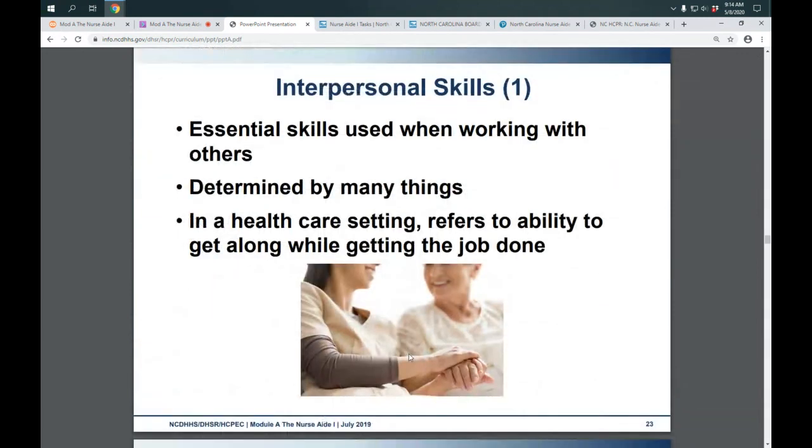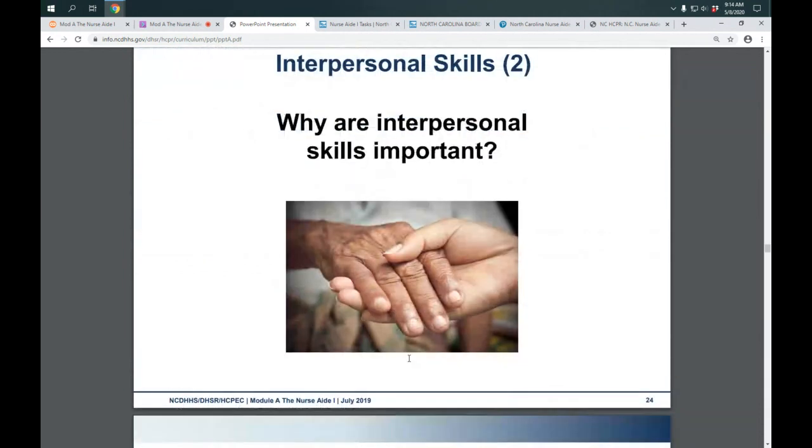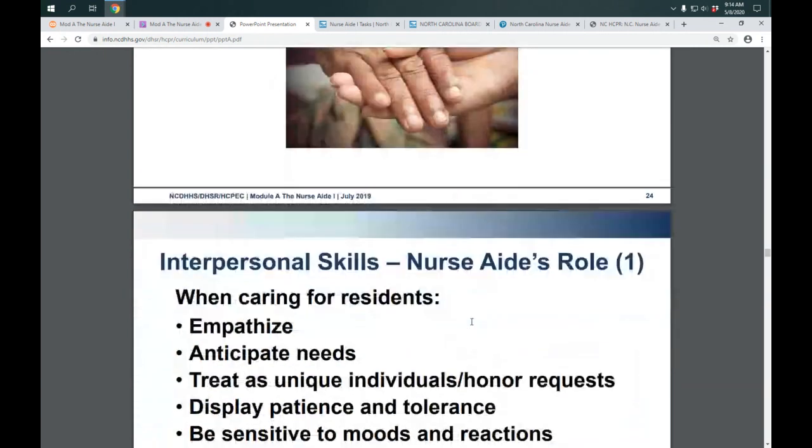Personal skills, essential skills used when working with others, are determined by many things. In a healthcare setting, it refers to the ability just to get along with people. Okay? Why are they so important? Because you interact with a whole big variety of people when you're on duty. A whole bunch of folks, not only the residents or your patients, but family members and co-workers. You interact with everyone, and what you're bringing makes all the difference in the world in how you approach.